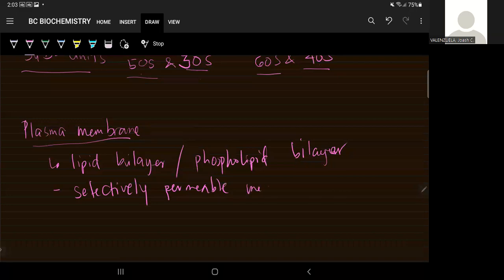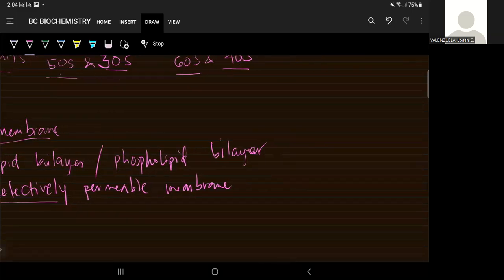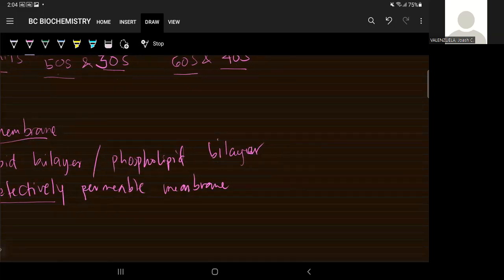membrane. So, ibig sabihin ng selectively permeable membrane is that it does not allow all substances to pass through in and outside of the cell, but rather they become selective as to which component or which biomolecules or substance could pass through. Kaya tawag natin sa kanya is semi-permeable.